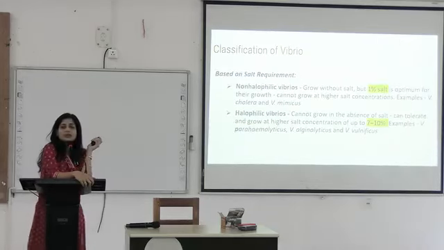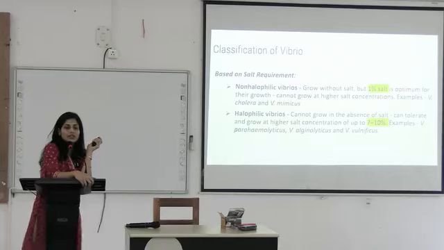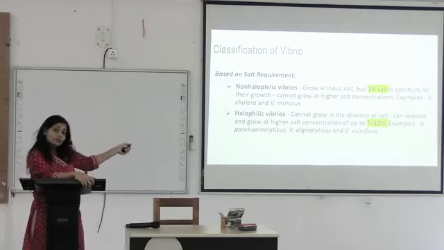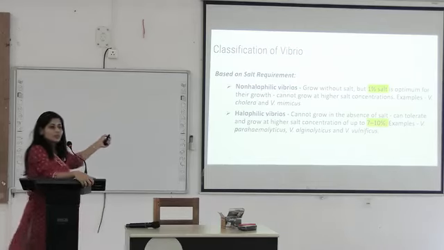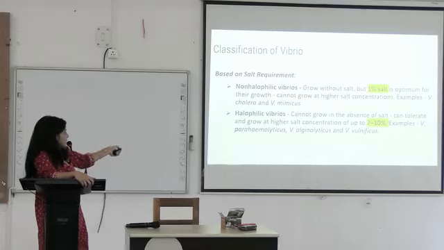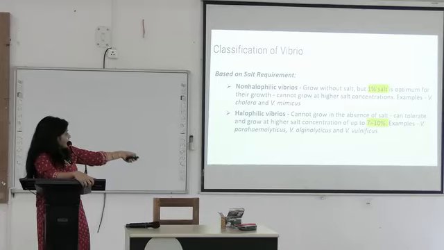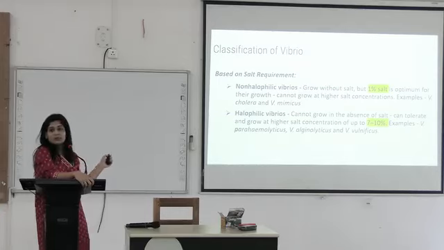Vibrios are classified based on their halophilic nature. What is halophilic? The ability to survive in higher salt concentrations. Those that survive in higher salt concentrations are known as halophilic vibrios. Both require some salt concentration, which is 0.5 to 1% in both cases. But halophilic vibrios can withstand 7 to 10% salt concentrations. Examples are parahaemolyticus, alginolyticus and vulnificus. Then the non-halophilic vibrios are Vibrio cholerae and Vibrio mimicus.